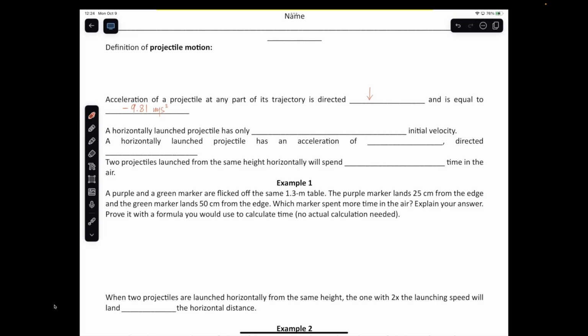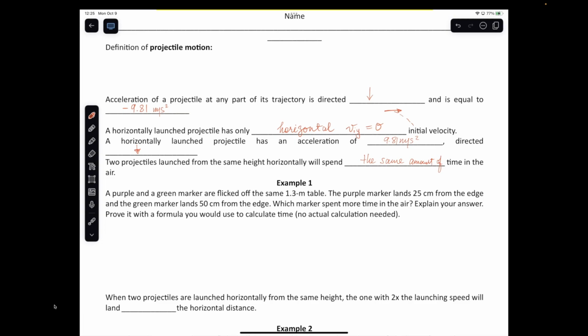A horizontally launched projectile has only horizontal initial velocity. You can say v initial y equals 0 because a horizontally launched projectile starts moving like that, and then just moves down. A horizontally launched projectile has an acceleration of 9.8 meters per second squared, 9.81 if you want, directed downward. Again, it doesn't matter how a projectile was launched, it will always have a negative acceleration directed straight downward. Two projectiles launched from the same height horizontally will spend the same amount of time, or you can say the same time, in the air.